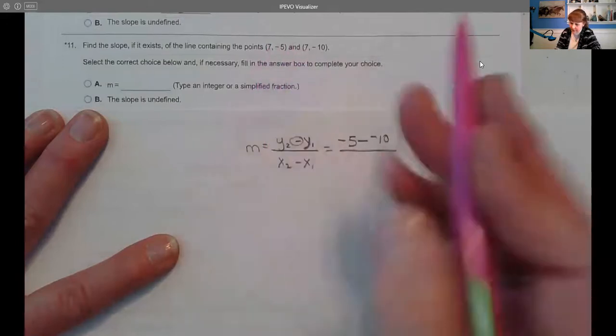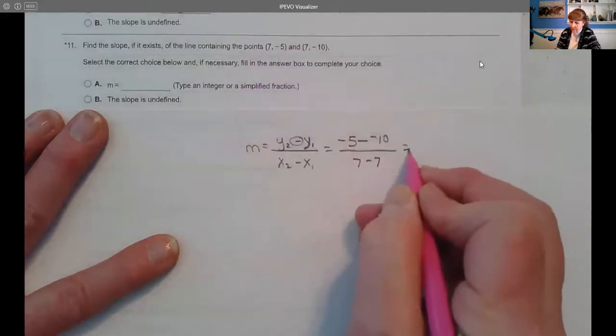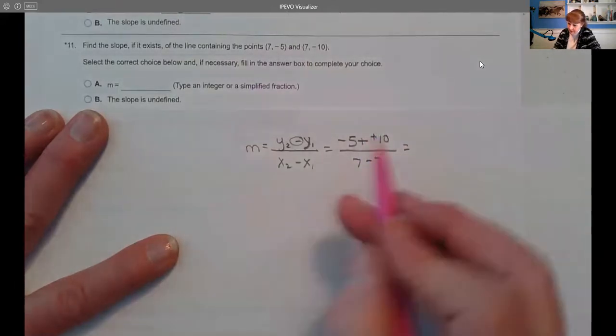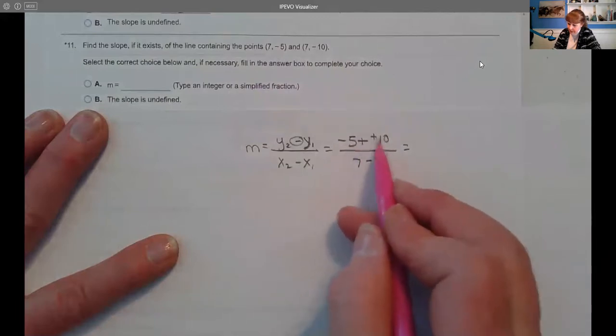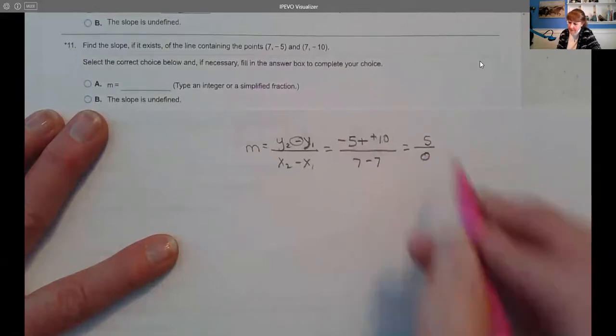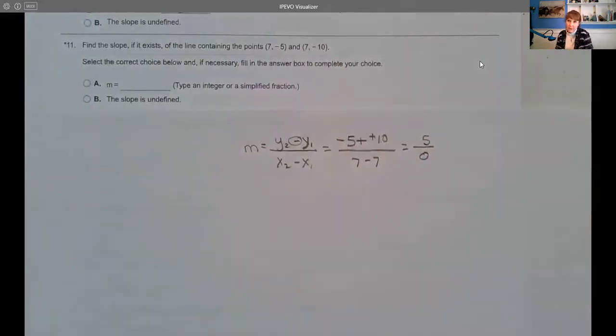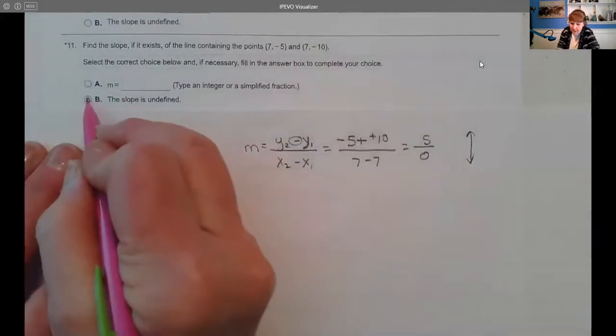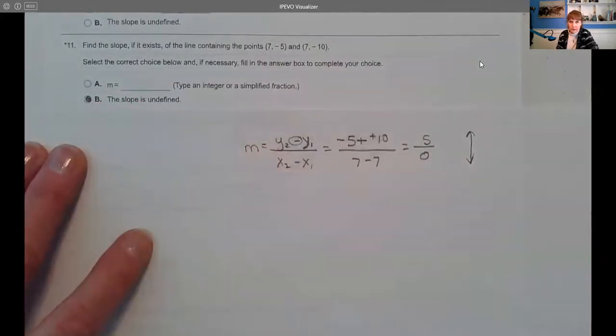7 minus 7. So I think you guys can probably see what's going to happen. This is plus a positive. So we have negative 5 plus 10 is positive 5 over 0. We cannot have a 0 in the denominator. So therefore, if you were to graph this, what would it look like? This would be a vertical line if you were to graph it. And the slope is undefined. The slope is undefined. You cannot have a 0 in the denominator.